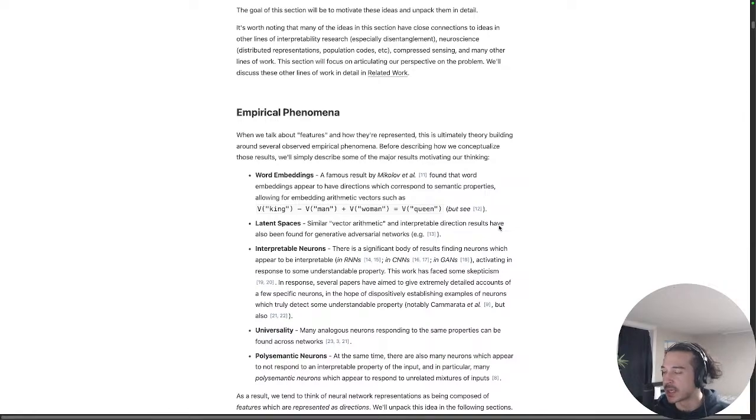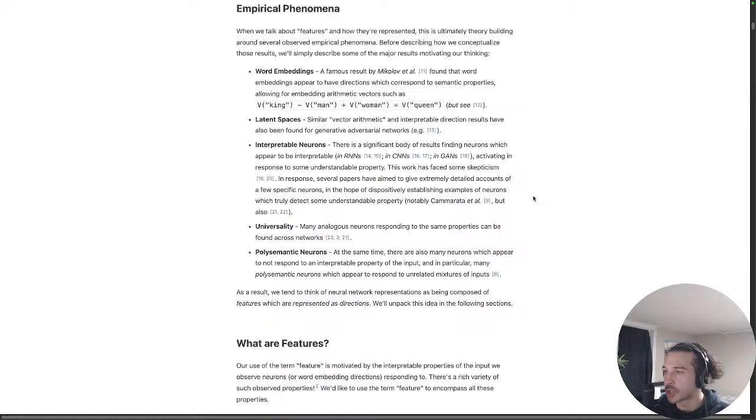Latent spaces. Similar vector arithmetic and interpretable direction results have also been found for generative adversarial networks. Interpretable neurons. There is a significant body of results finding neurons which appear to be interpretable in RNNs, in CNNs, in GANs, activating in response to some understandable property. This work has faced some skepticism.